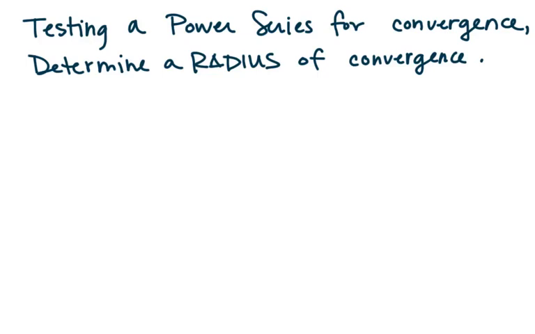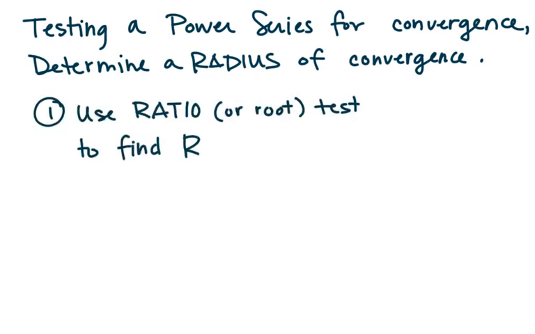So we've got one last example in this section. We're going to talk about testing a power series for convergence and then how we can determine that radius of convergence. So the first thing we're going to do is use our ratio test, or we can use the root test, to find R. And R is going to represent a radius of convergence.